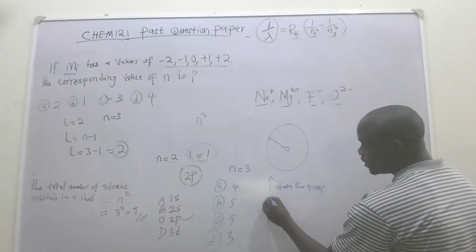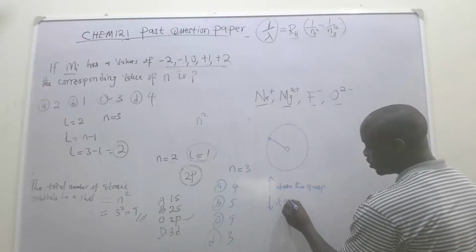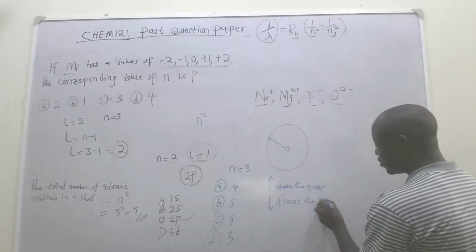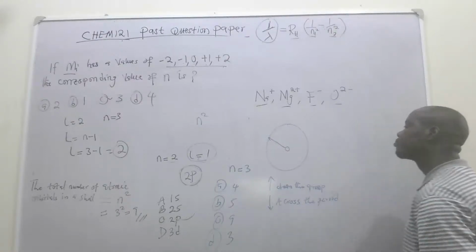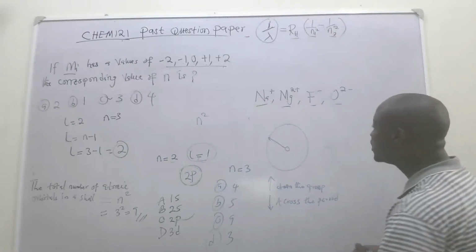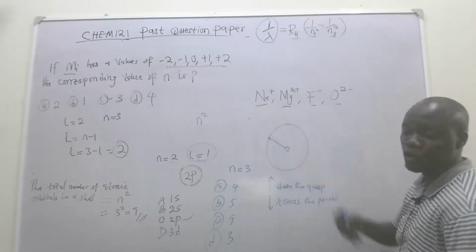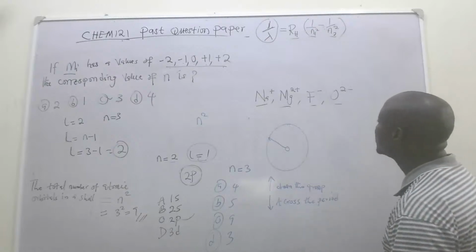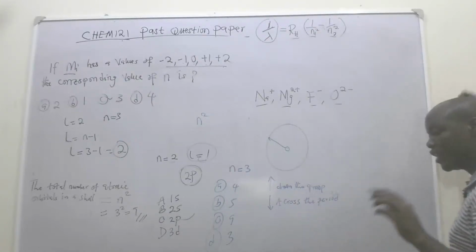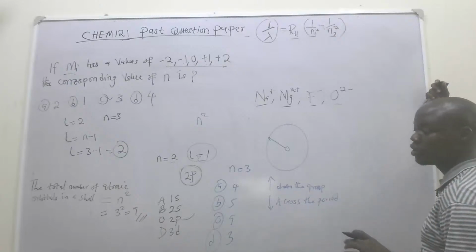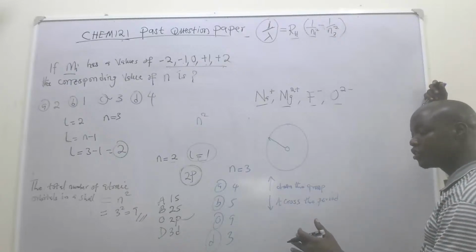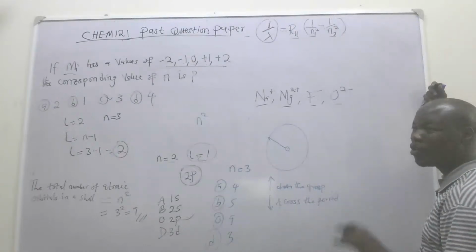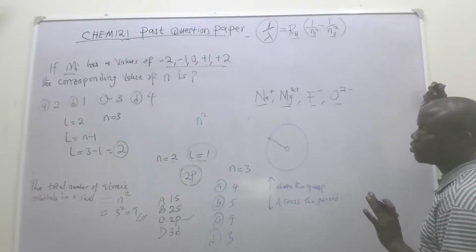and it decreases across the period. But now the question is, what about ionic radius? Ionic radius is actually the distance of electrons from the nucleus to the outermost shell of the ionic atom.